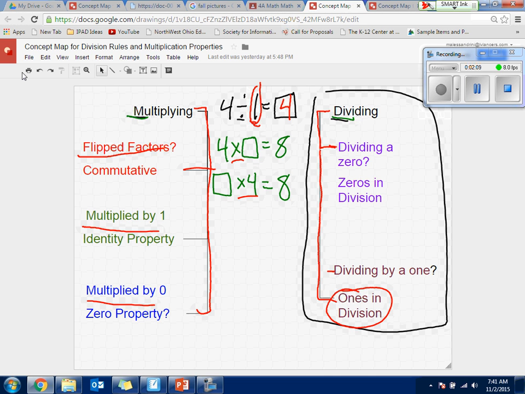Well, let's look here. I notice that my factors are being flipped right now. So that means that this is the commutative property. And also, I know that with the commutative property, we just flip our factors around. I know that 4 times 2 is 8, and 2 times 4 is 8. So that's how we use our concept map to help us figure out what the properties are as well as what the rules are.